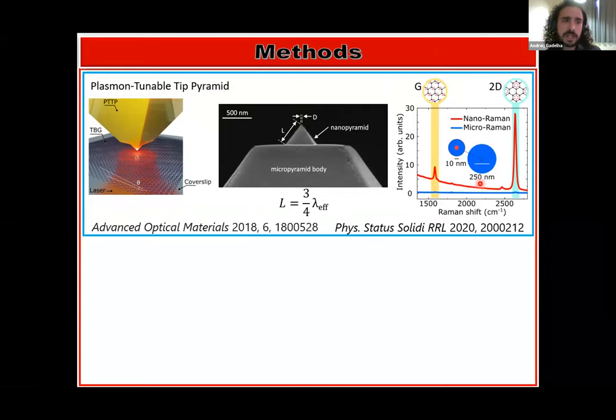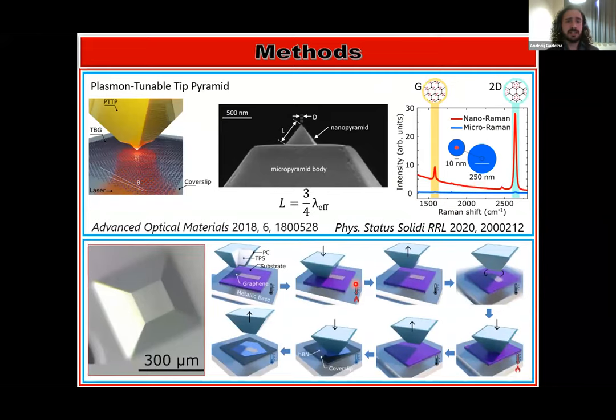The other procedure that we did was a versatile tear and stack method that allows obtaining ultra-clean twisted bilayers without a cap of boron nitride flake.